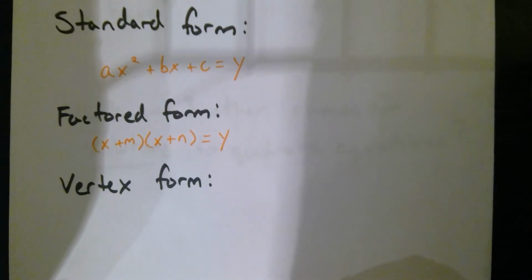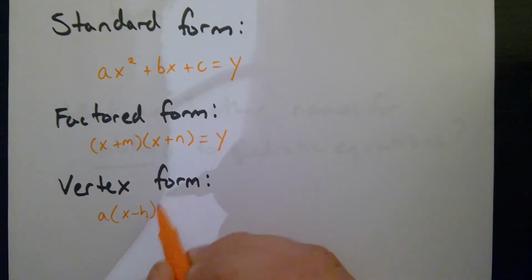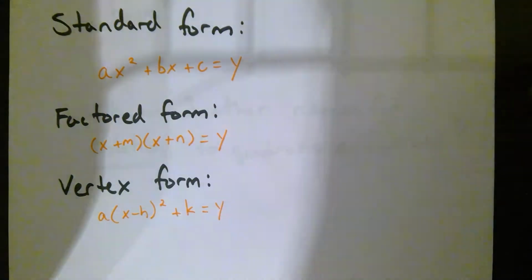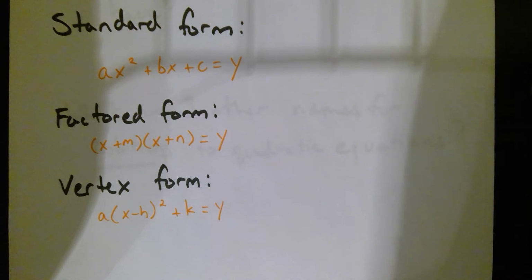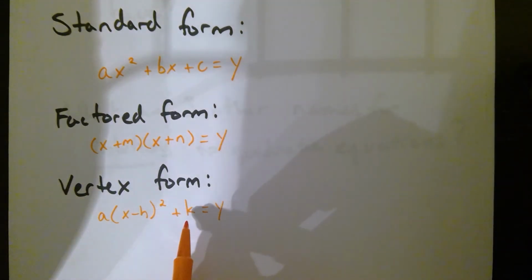And then vertex form, that's where we have a times (x minus h) squared plus k equals y. Okay, and then that will give us the vertex of our parabola, which will be at h comma k.